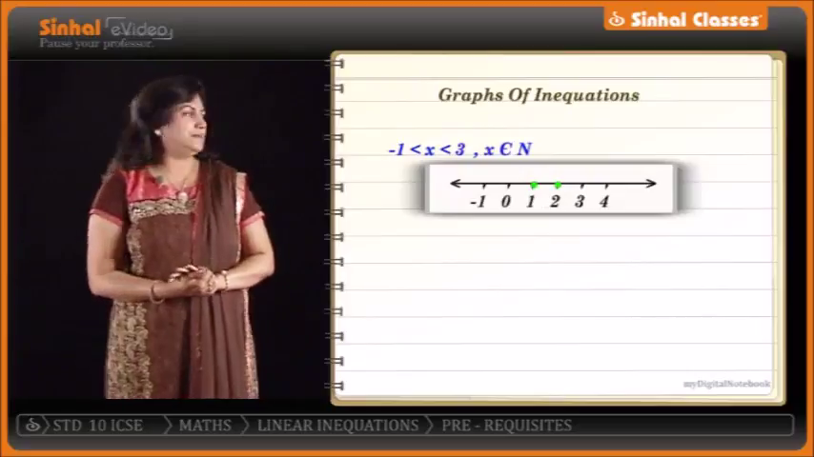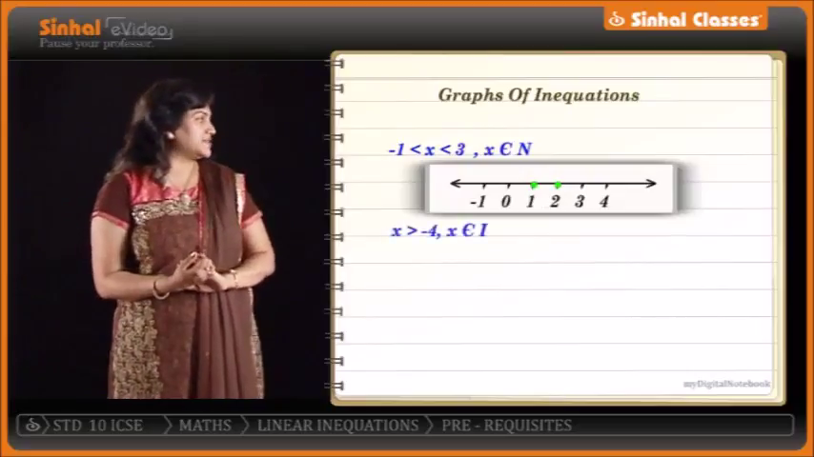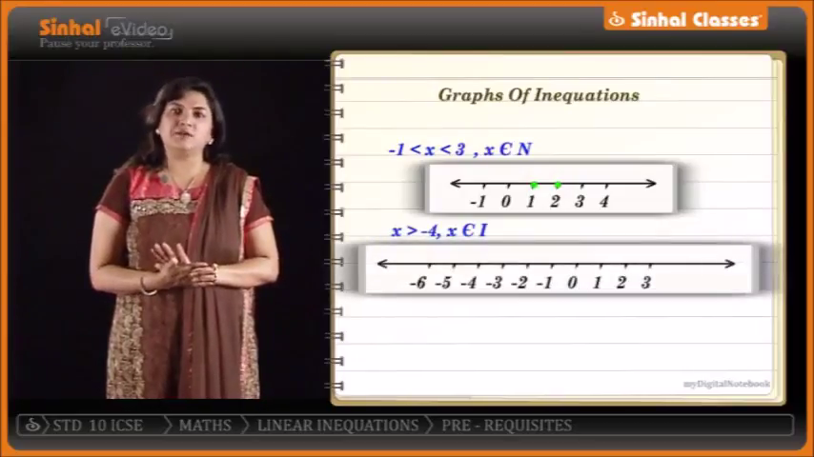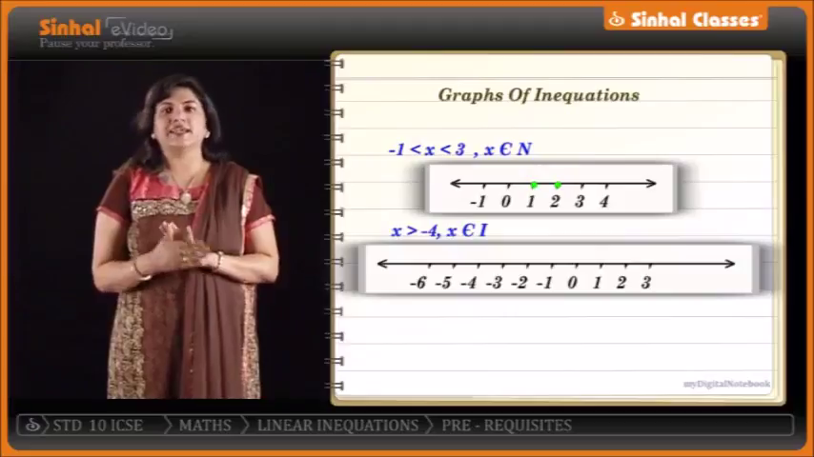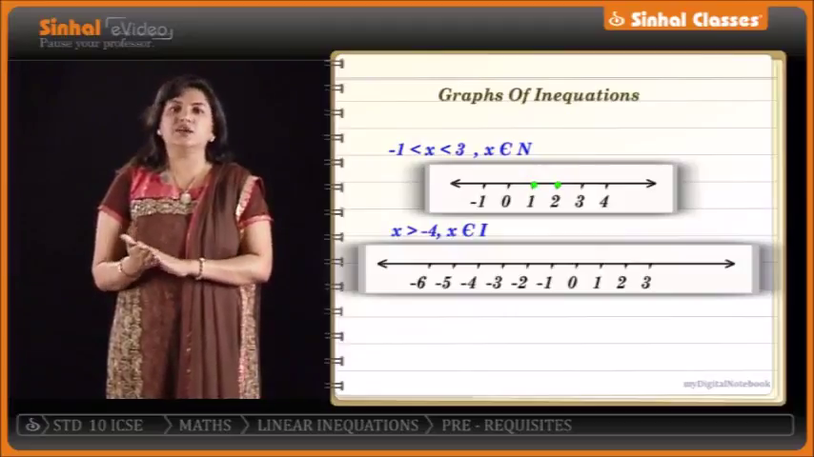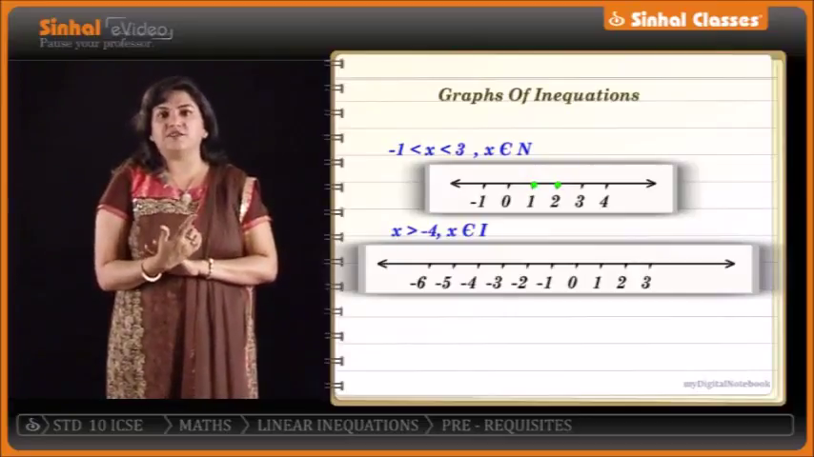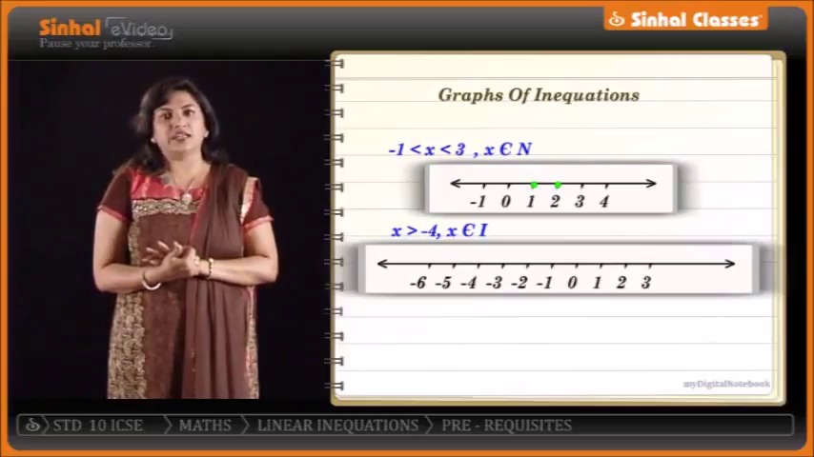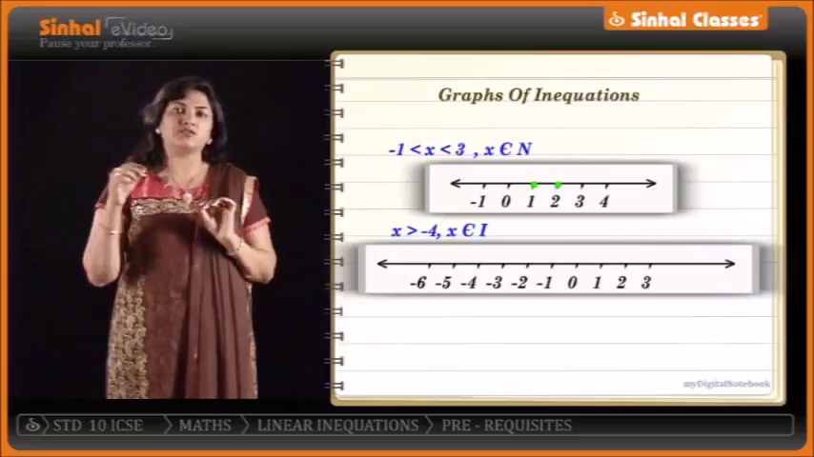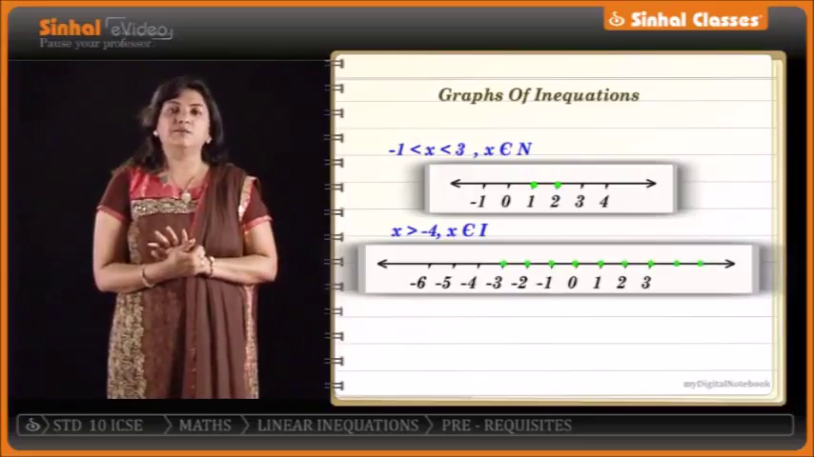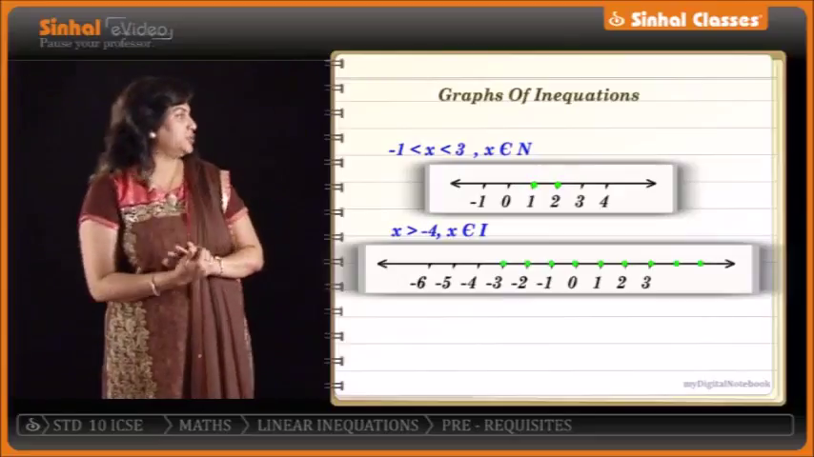Now the second example, x greater than -4, x belongs to integers. Here we have x belongs to integers, that is x can be -3, -2, -1, 0, 1, 2, 3 and so on. Here x is greater than -4, so -4 is not included. Now we mark dots at these places and since it's going up to infinity, we mark 2 extra dots on the number line as shown here.